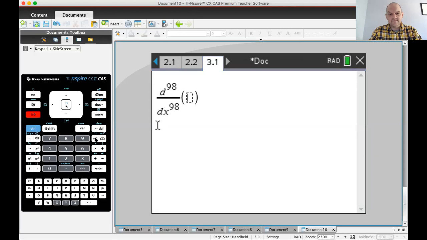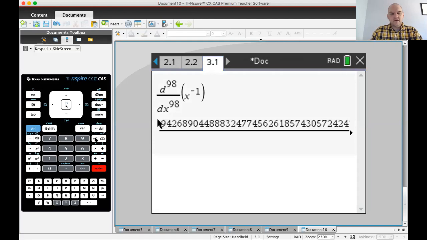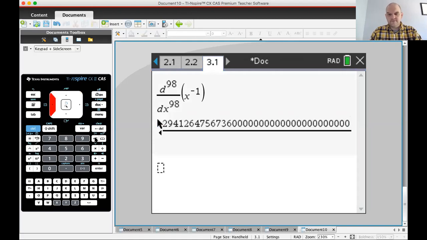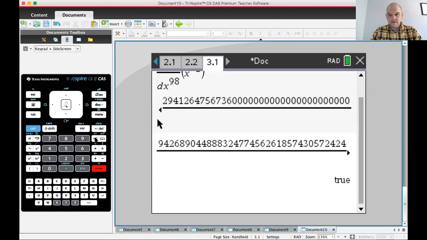So I'm going to do 98 of x to the negative first. It's probably going to be useless the way it looks. Yeah, not great. Not great at all. Okay, so what can we do here? Let's just say, does this equal 98 factorial x times x to the negative 99? True, we got it.